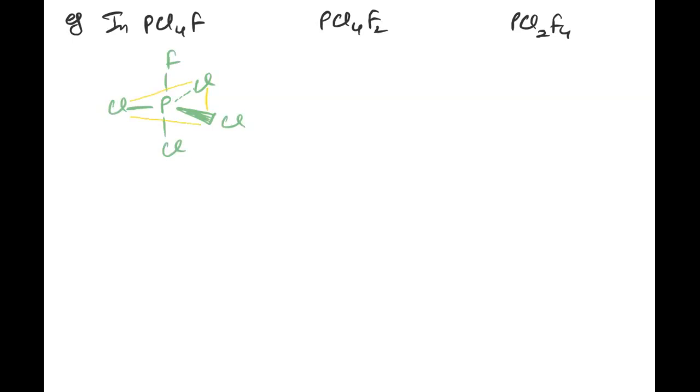In the case of PCl4F2, this chlorine is going inside the surface, this chlorine is coming outward, and the same chlorine here. Both fluorines should be perpendicular to this equatorial plane, and this should be the structure.